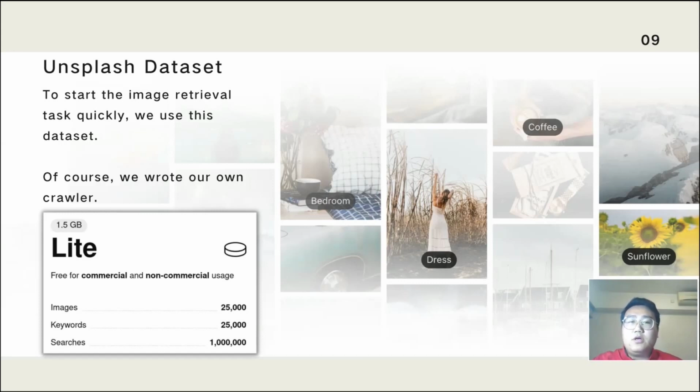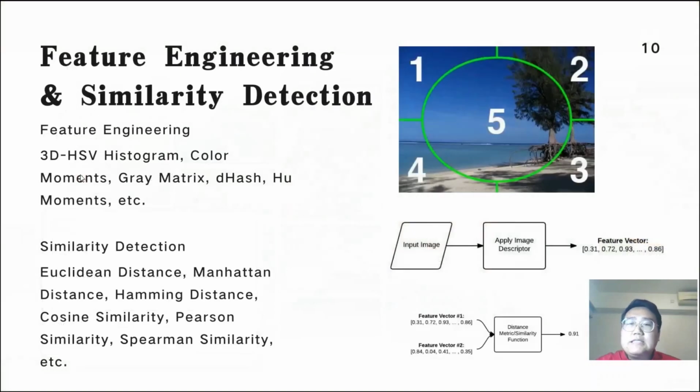The number of images and keywords is about 25,000, and the number of other tags is about 1 million. Here we also save some text information for reasons that will be explained later. Based on this dataset, we used the feature engineering and similarity detection method to achieve photo search, which is a common method in the current image search engineering field.